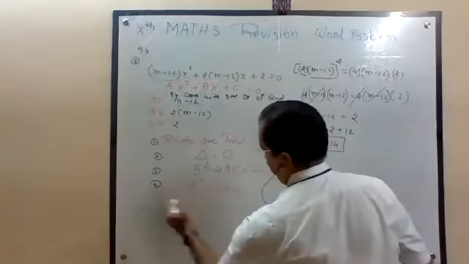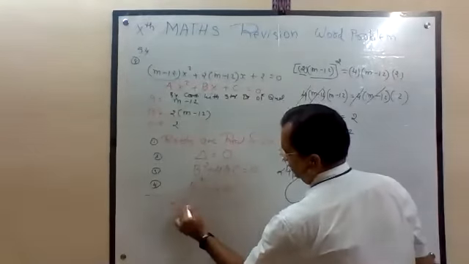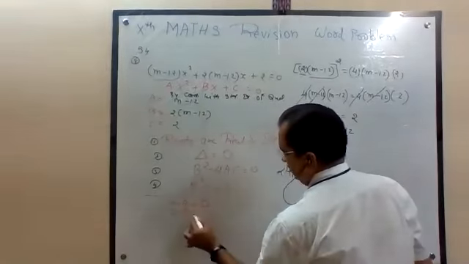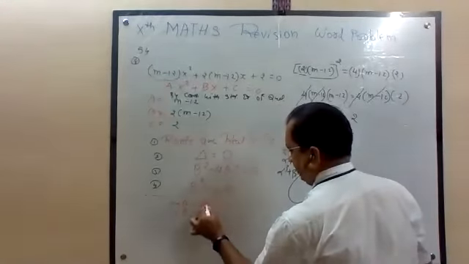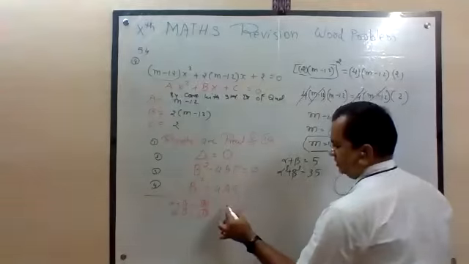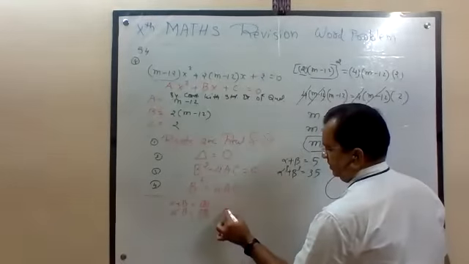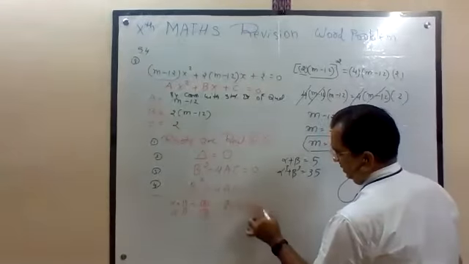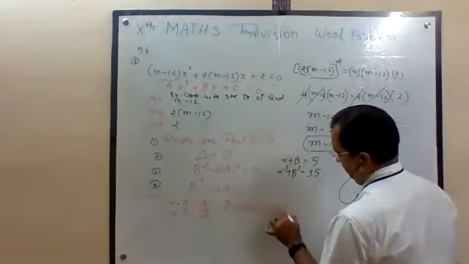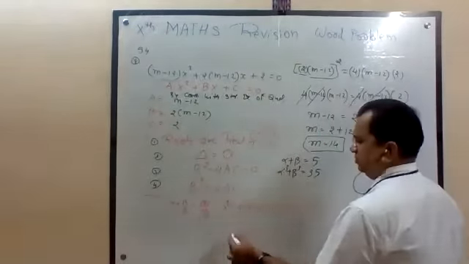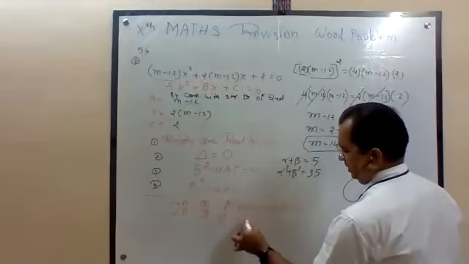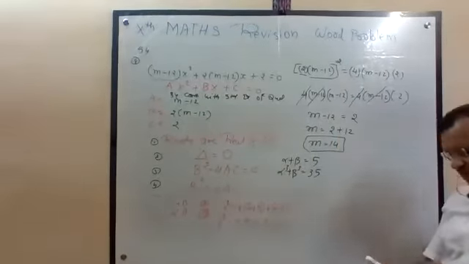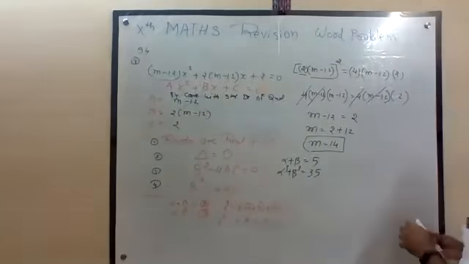If, for example, alpha plus beta we have something and alpha dot beta we have something, for example A and B, at that time what is the formula? x square minus x(alpha plus beta) plus alpha dot beta is equal to 0. So x square minus x(A) plus B is equal to 0. Like that you can form the equation.